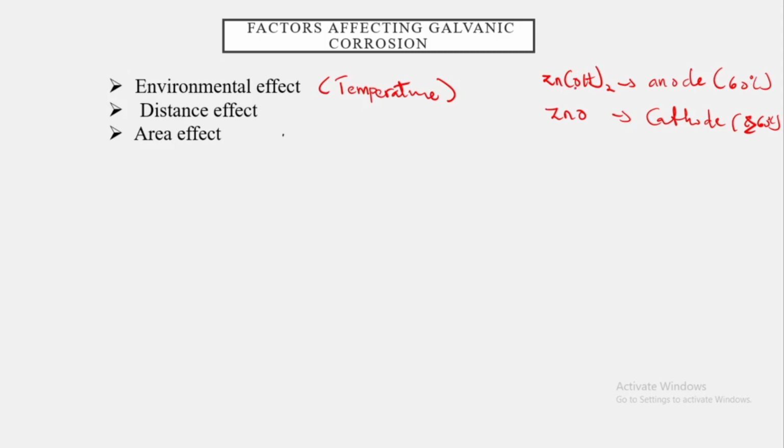You know that the zinc will undergo dissolution and the iron will be protected. But at a temperature which is greater than 60 degrees, you will see that the zinc will now be protected, whereby the iron which you want to protect will undergo dissolution, and that's not encouraging. Let's look at the distance effect.